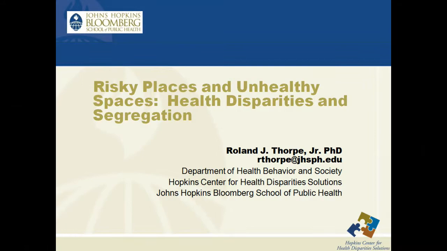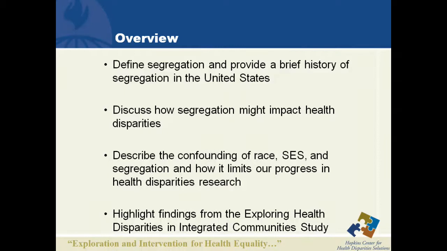But I want to take a few moments to talk about risky places and unhealthy spaces, this notion of segregation and how it impacts health disparities. My talk is organized as follows: I'm going to give you a brief history of segregation and how it came about in the United States. Then I'll talk about two theories that suggest how segregation might impact health disparities. Then I'll give you some data and talk about some of the problems we have in trying to understand and advance health disparities research with regard to national data, and then share some highlights of a project that I directed a couple years ago and some of the findings.